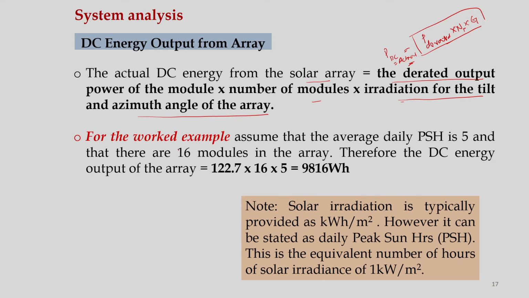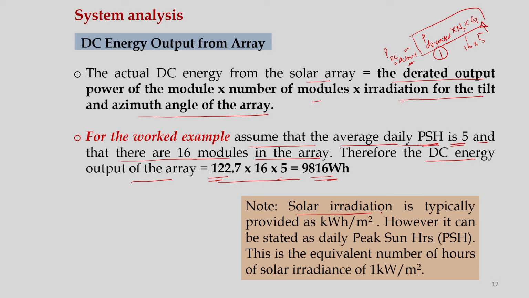So, if we continue the same problem, assuming the average daily peak sun hour is 5 hours and that there are 16 modules in the array, then the DC energy output of the array will be the already derated power, 122.7, times the number of modules, 16, times 5 hours. So, it will be 9816 watt hour. We will see what is Z.